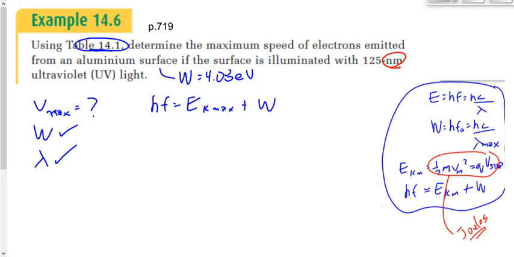Now, we don't know what f is, but we know what lambda is. So let's replace that with hc over lambda. We don't know what EK is. We don't even want to find EK. We want to find v. So let's replace EK with 1/2 m v max squared. And then W we have.